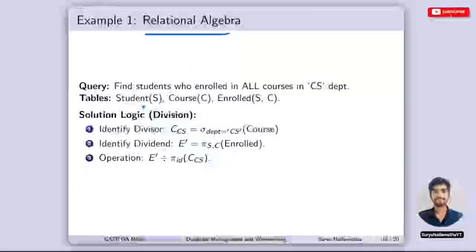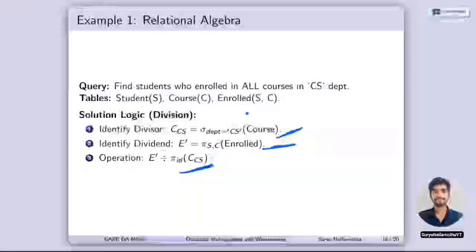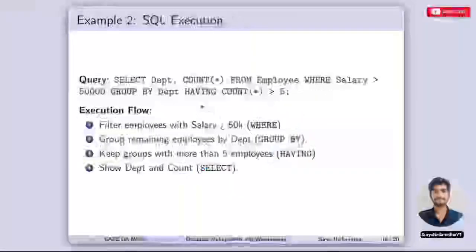So here the tables we require are the student table, the course table, and the enrolled table. The solution is, first identify the divisor. The divisor we have is course. The course is considered here as the divisor, and enrolled we call the dividend. By applying the division operation in this situation, we find the relation of students enrolled in all courses of the CS department.